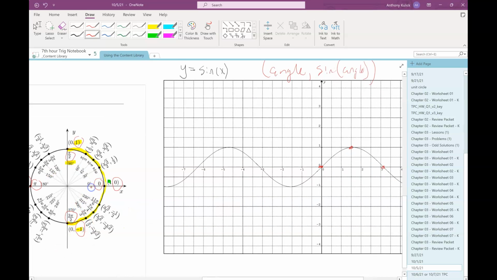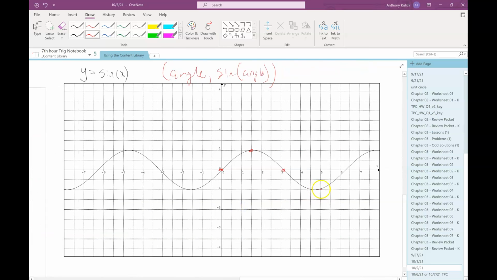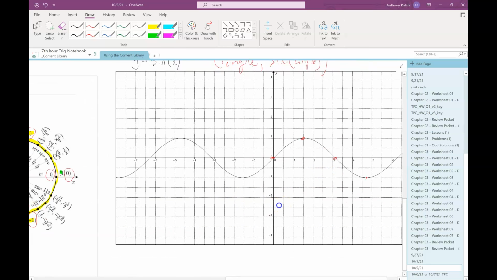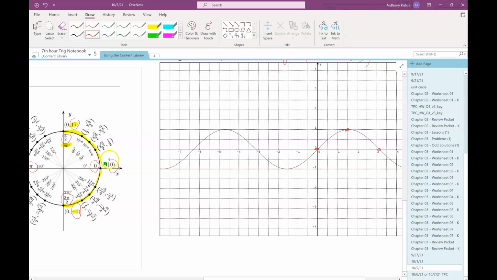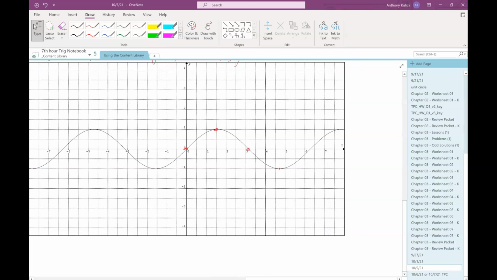3 pi over 2 and -1 is like here. And then 2 pi and 0 puts us back to here. And I can fill in any more points from the unit circle I want and keep going around the unit circle. But that's basically all we're doing. That's how we get this graph, is we're just using points that we generate from the unit circle.